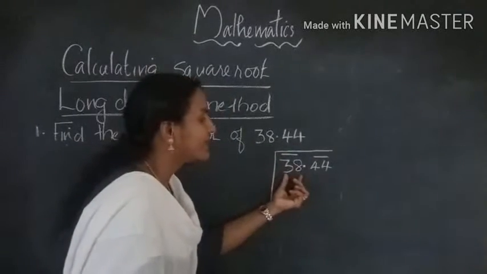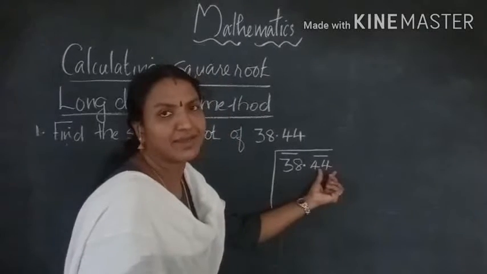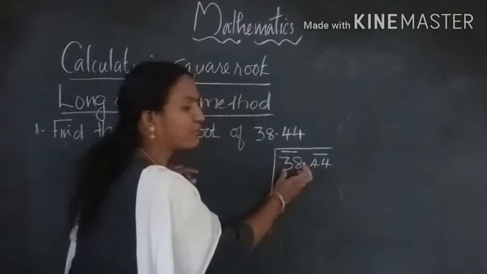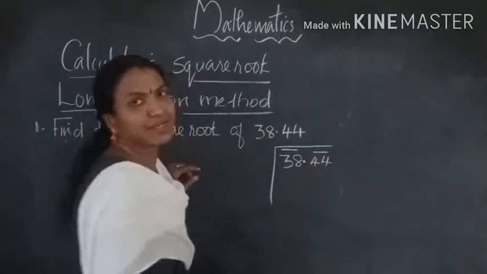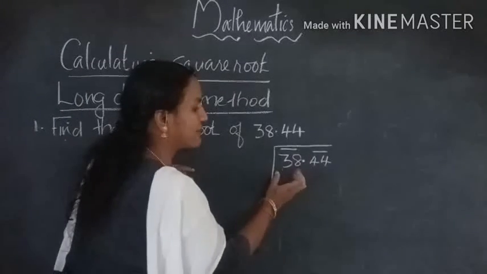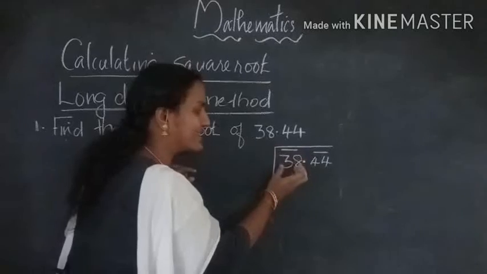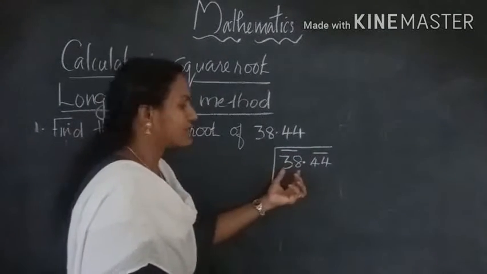Here 38 is the integral part and 44 is the decimal part. 38 forms a group for the integral part and 44 forms a group for the decimal part. First step is, you think of a perfect square which is less than or equal to 38. You know the square numbers.